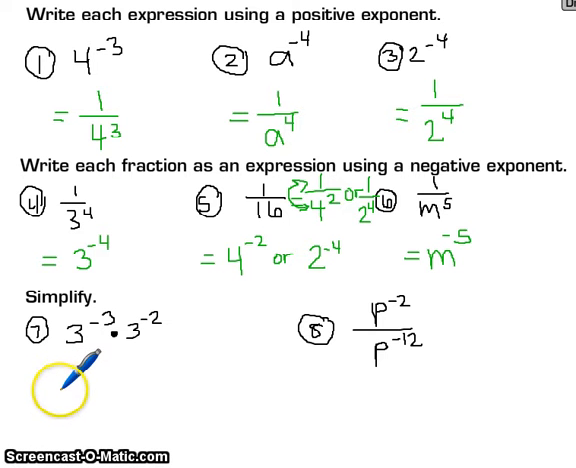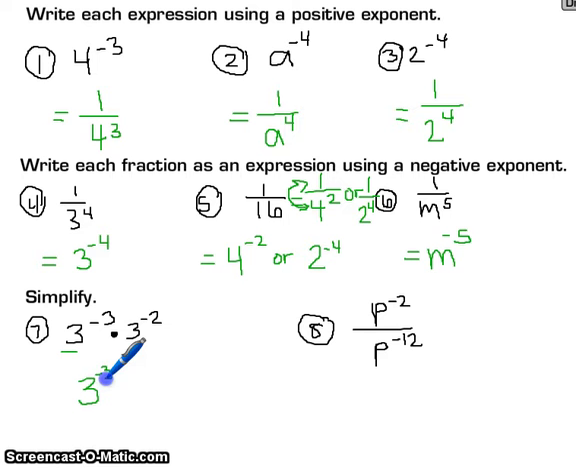So for number 7, if I'm going to simplify this expression, we want to think about what happens when we multiply our bases. So our bases are the same. We have 3's as the base for each term. If I'm multiplying numbers with the same base, do I add, subtract, multiply, or divide those exponents? So think about that. If I'm multiplying the bases, what do I do with the exponents? And multiplying the bases always makes me add the exponents.